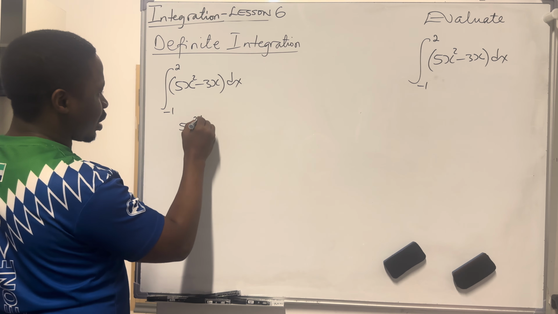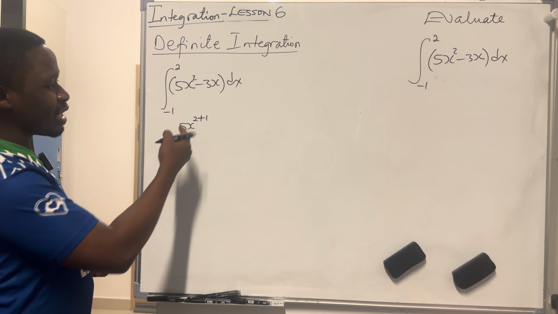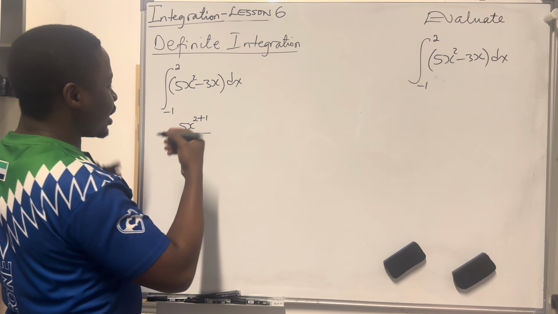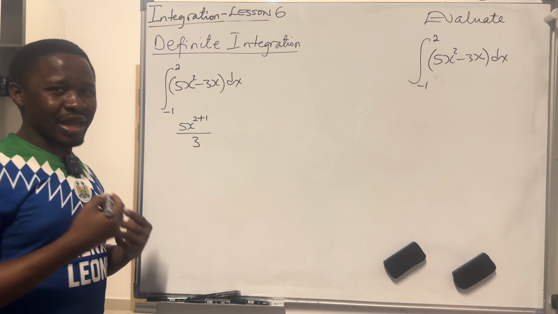We add 1 to the power. If you don't have time, you cannot even say plus 1. Just look at it and say 5x to the power 3. Then you divide by the new power. What do we mean by the new power?